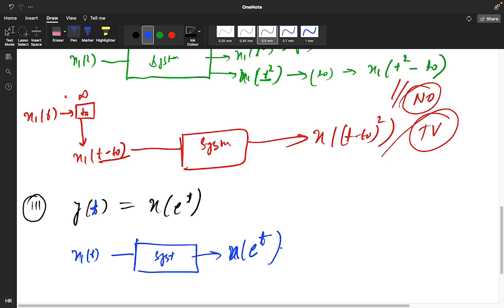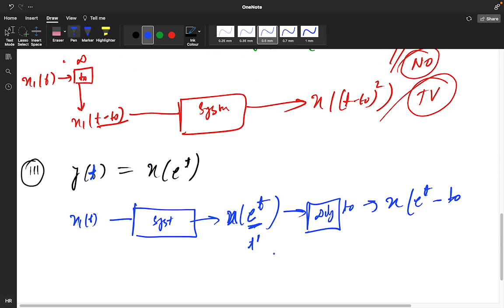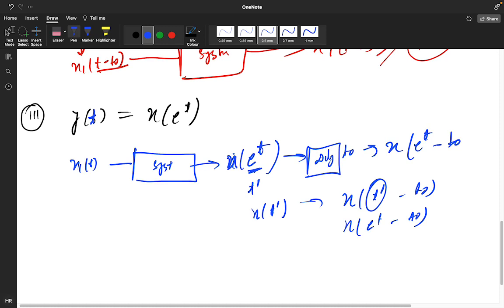Okay. Now I am doing a delay with t naught units. So what will come? e power t minus t naught. Assume this e power t as t dash. Okay, assume e power t as t dash. So x of t dash. If I do the delay, then the result will be x of t dash minus t naught, and putting in the t dash value, e power t minus t naught. Okay. Now if I do the initial delay of t naught as an input, it will become x of t minus t naught.